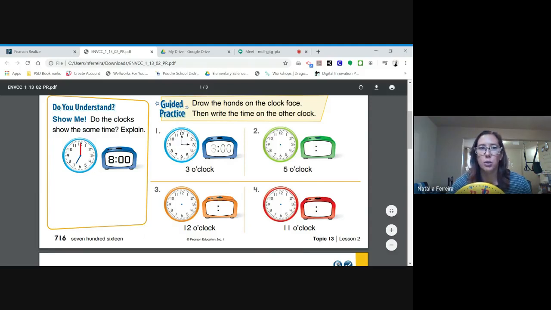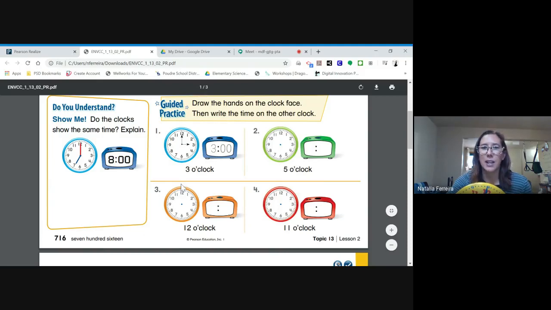Now, I'm not trying to trick you, but I do want you to make sure you're looking at the two clocks. Do the clocks show the same time? Look at the analog clock and what number that hour hand is pointing to. Now look at the digital clock and what number does the hour spot show? Are they the same? Tell somebody at your house if they are the same.